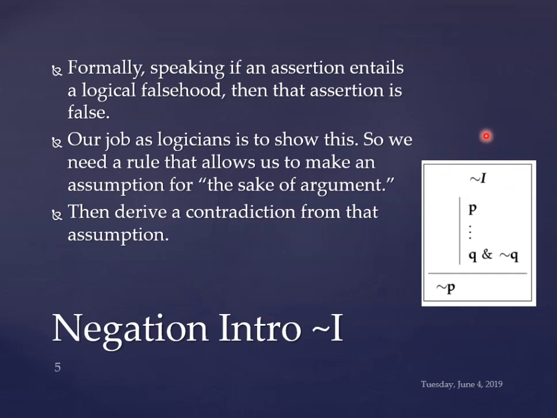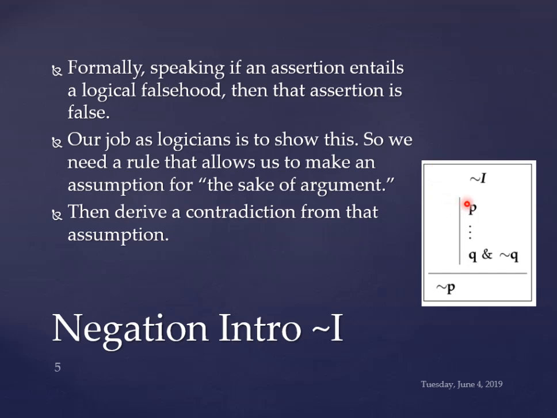And so that should tell you something straight away, that if you want to introduce an arrow or a negation, you have to make an assumption. In no other rule do you make assumptions. None of the elimination rules. It's only these two introduction rules, arrow intro and negation intro. All right, so keep that in mind.